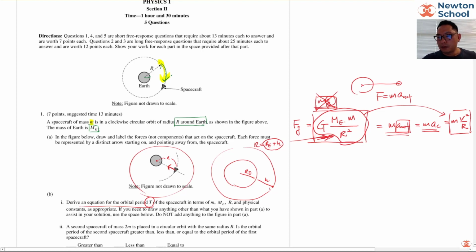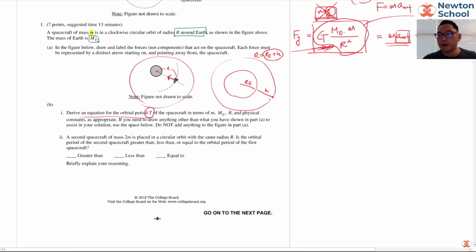Now you want the orbital period. So here basically you have to play with velocity. You can write this velocity as distance traveled over time, and for the distance traveled you can use the circumference, and the time it takes to rotate one circle is the period. That's what you're looking for. So basically you have to replace this v with 2 pi r over T, then isolate T.